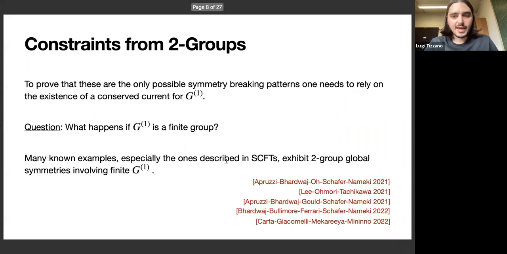And I just want to add a comment related to this phenomenon: currently it is not completely clear if there are also constraints of this kind when you have a G1, so a one-form symmetry that is finite. And the reason why we don't know yet of this kind of constraint is that to prove the theorem that I just told you, we really need the existence of conserved currents.